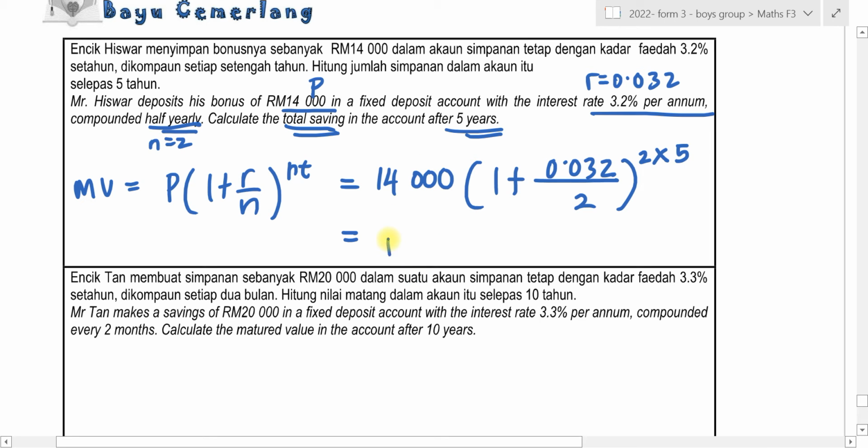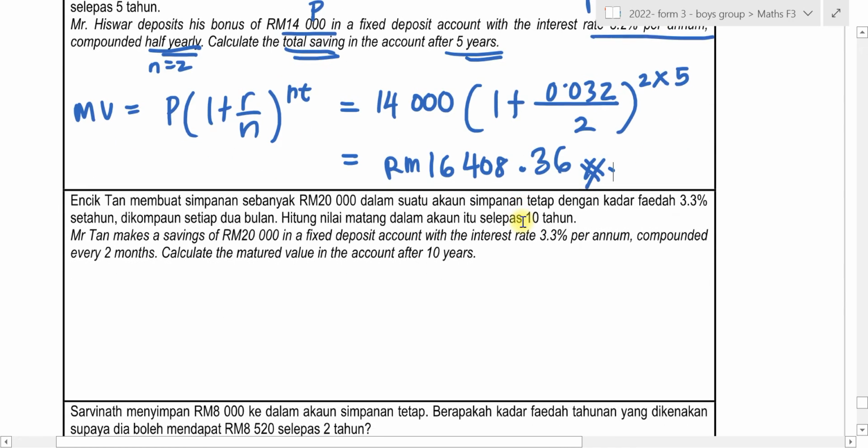$16,408.36. Yeah, correct. 16,408 ringgit 36 cent. Okay, good. All right, next question. Next question, Ishwar going to help me.